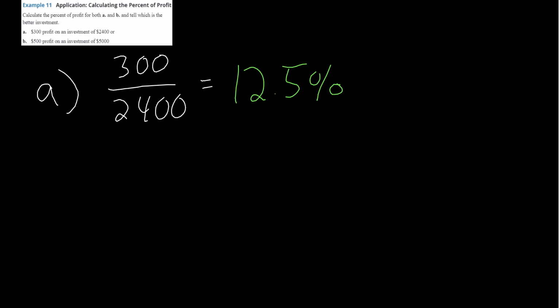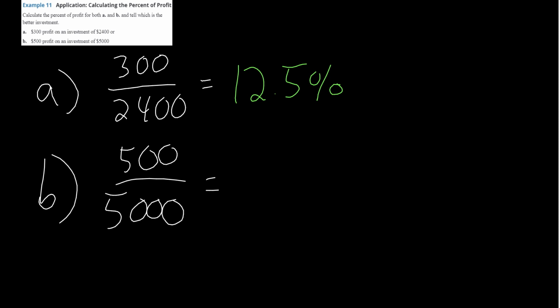So you get 12.5%. And then B, 500 divided by 1,000. You put that into your calculator and you should get 0.1, or in other words, 10%. So which one is the better investment? Obviously A, you get a better return on your investment, 12.5% versus 10%. And that concludes Chapter 7, Section 1.